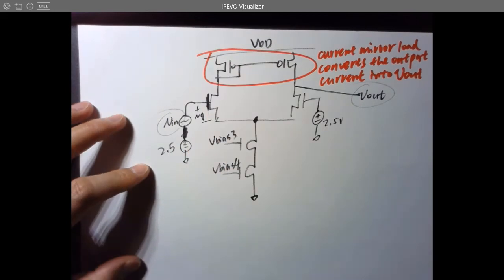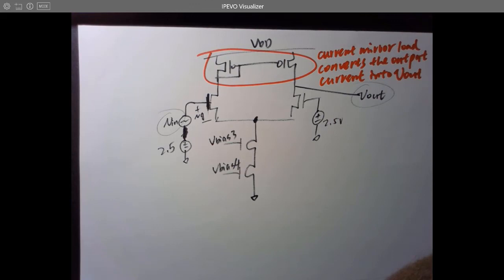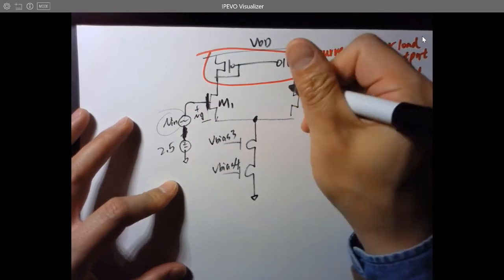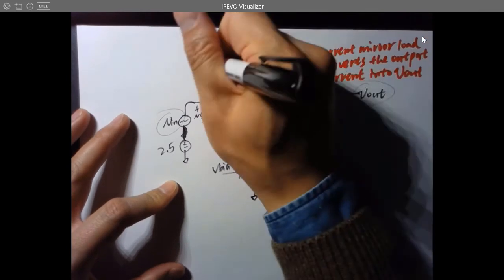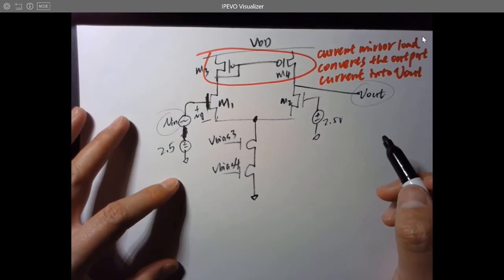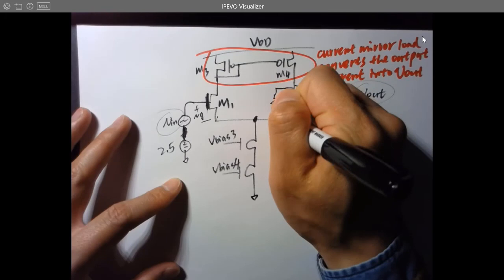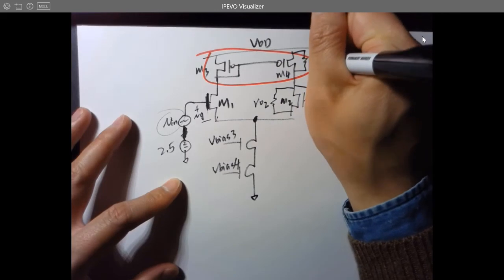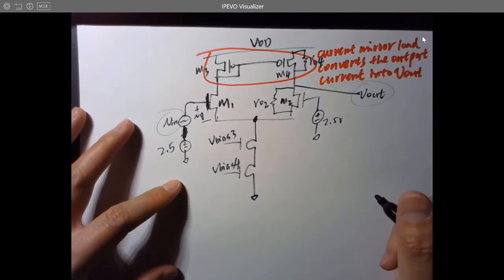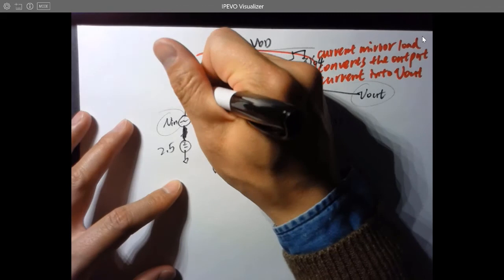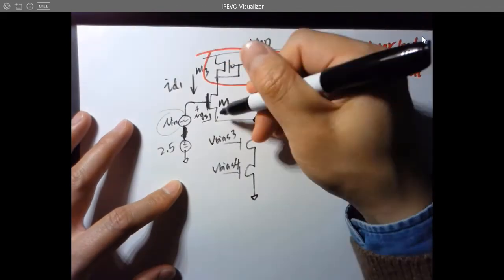Let's call it VGS1. I want to number all of these. For example, this is M1, M2, and M3, M4. And for this one, there will be an RO2, right? And this one will have an RO4. And this VGS1 will create a current. We call it ID1, flowing in this channel.